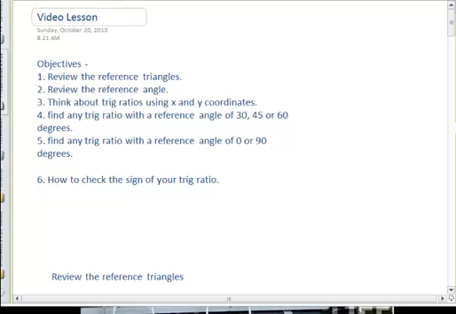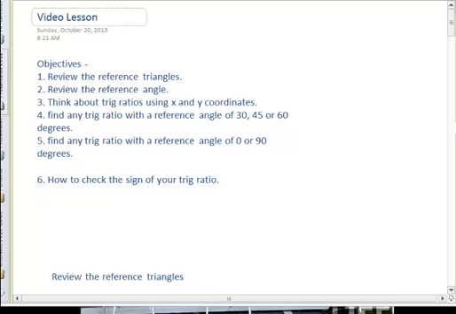McAllen, and I promised you that I would give you a video lesson over the weekend for how to handle those trig ratios that we were talking about the other day. Now these trig ratios are supposed to be such that you don't have to use a calculator. So I don't want you to use a calculator at all.